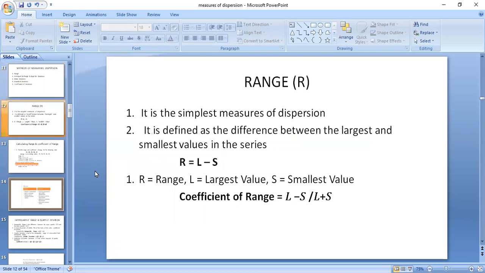Now, what is range? It is the simplest measure of dispersion. It is defined as the difference between the largest and the smallest value in the series. And its formula is R = L - S, where R is the range, L denotes the largest value in the dataset, and S denotes the smallest value in the dataset. And the coefficient of range is calculated by subtracting the smallest value from the largest value and dividing by the sum of the largest and smallest values.